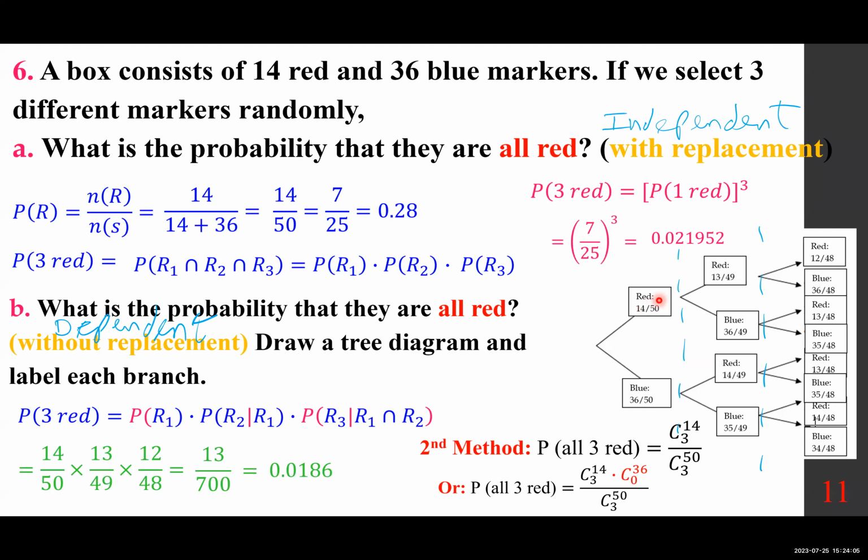If you look at this one, red is gone and it becomes 13. In this one, another red is gone, it's become 12. But if you are here, all the blue is left, 36 over 49. You go down here, the red, none of them is gone, so 14 out of 49, but over here, one blue is gone and it's 35 over 49, and this one, all two is gone and 34 over 48.